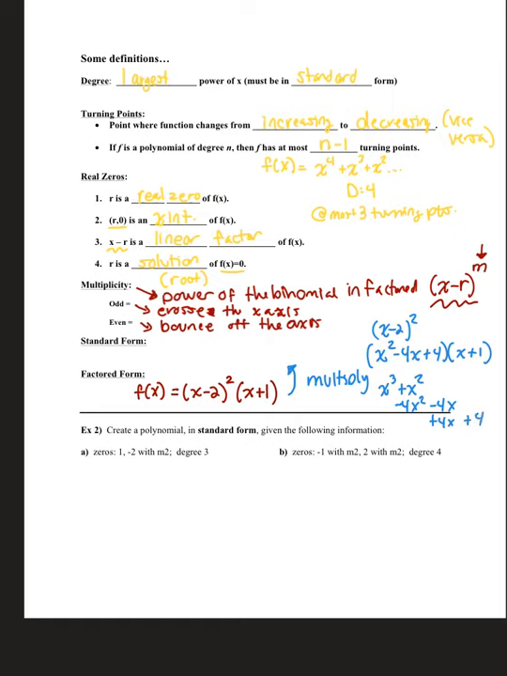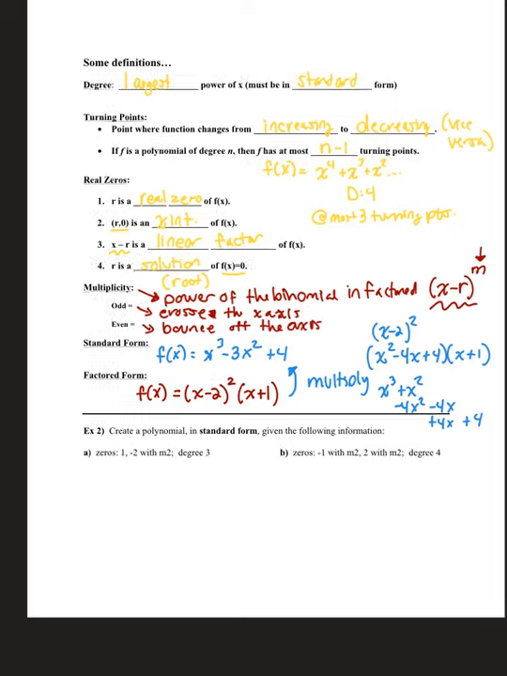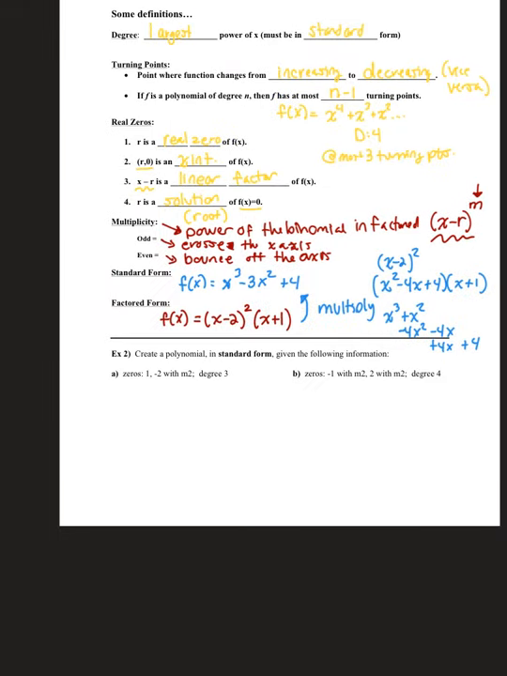So if I combine all of my like terms, my factored form will be x cubed, let's see, minus 3x squared plus 0x and plus 4. So there would be my standard form from my factored form. And that's the first thing that we want to get into. How would we write a polynomial function in standard form if we are given the following pieces of information?